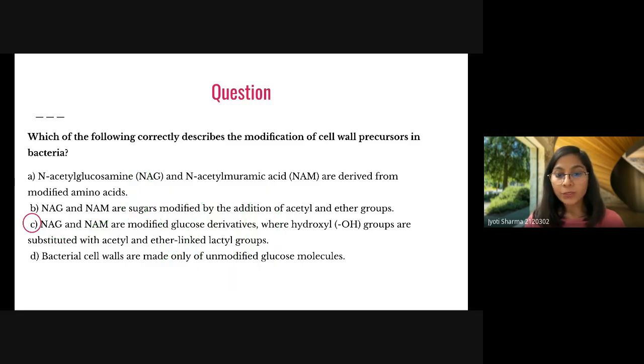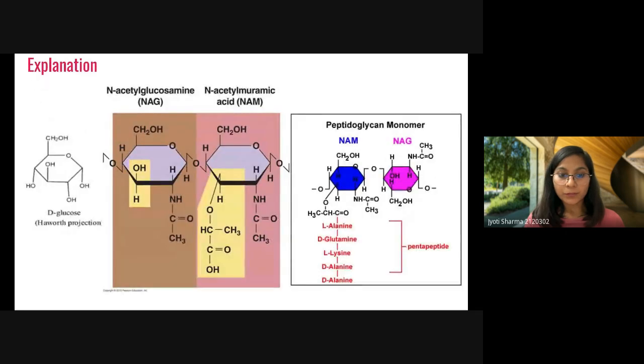So these are glucose derivatives where the hydroxyl groups, these OH groups, are replaced by acetyl and ether-linked lactyl groups. So from here you can guess, on the left-hand side we have the glucose structure, but the derivatives are NAG and NAM, and here some groups were replaced by something. So this is how NAG and NAM were derived, and these are the important part of the cell wall of the bacteria. These are very important structures that will give you the cell wall structure of the bacteria.